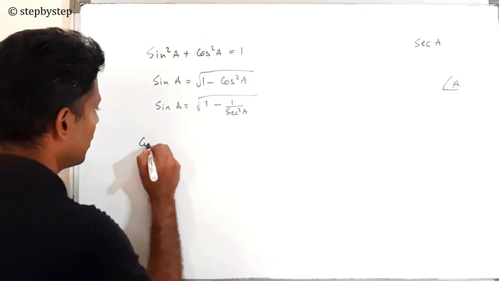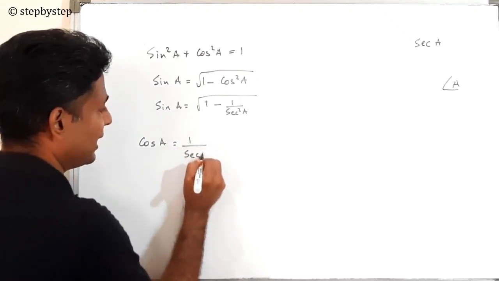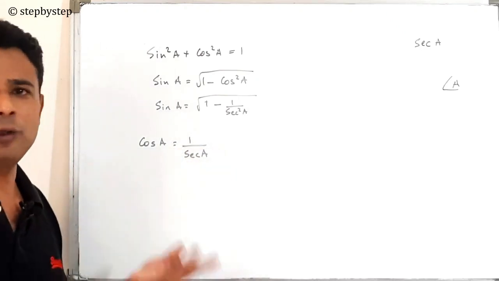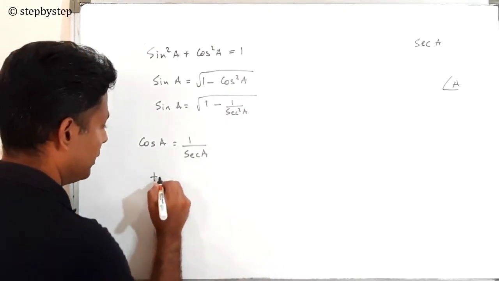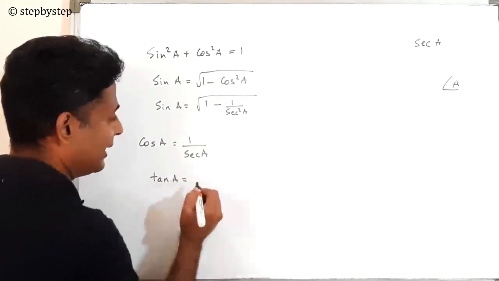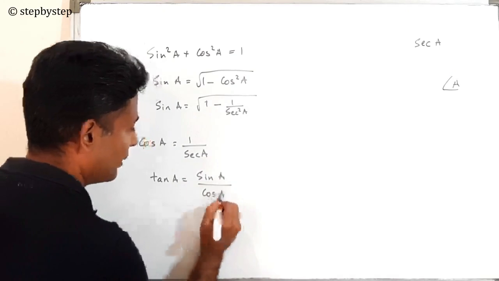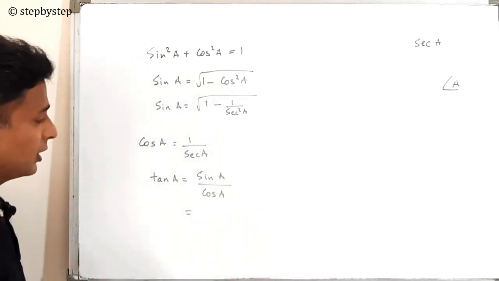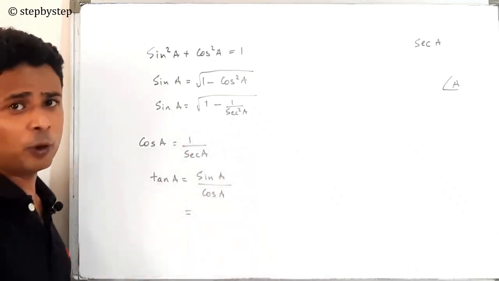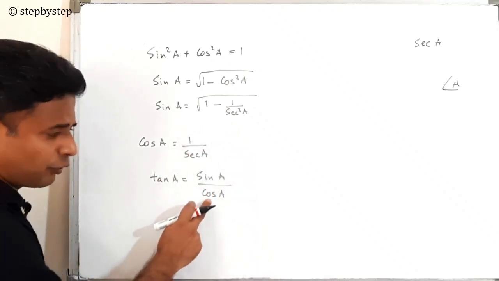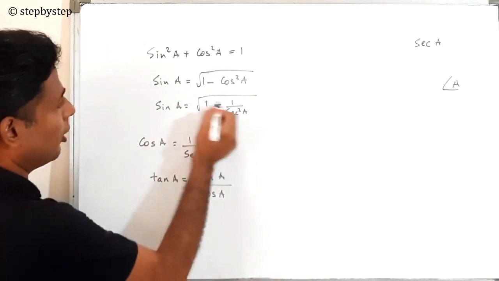Now next, cos A. Cos A is directly the reciprocal of sec. So cos A can be written as 1 by sec A. So you directly get cos in terms of sec. Now third, tan A. Tan A can be written as sin A by cos A, right? Now what is the reciprocal of sec? Cos. So cos can be written as 1 by sec, right? And sin A we have already got.